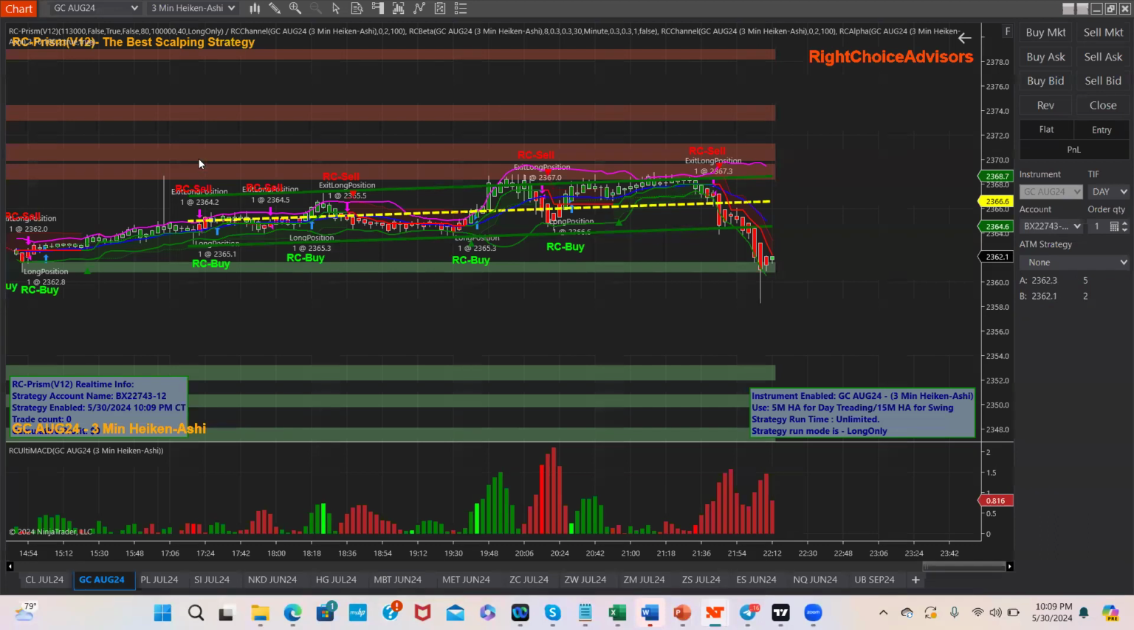Green blocks and red blocks are part of an indicator. It is not part of Prism algo, but it is one of the indicators which shows those green blocks and red blocks. SIL is not a valid symbol. You have to use SI. The silver symbol is SI.